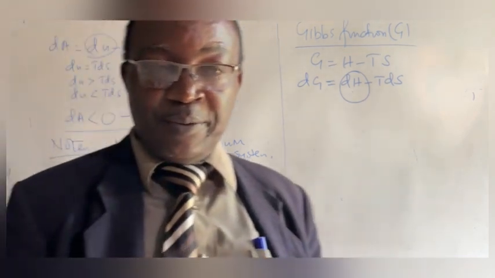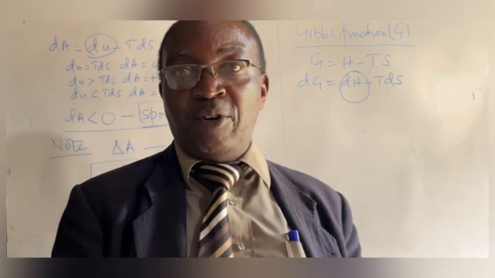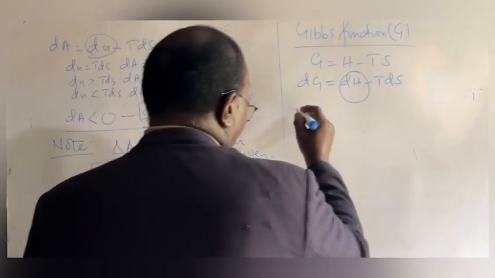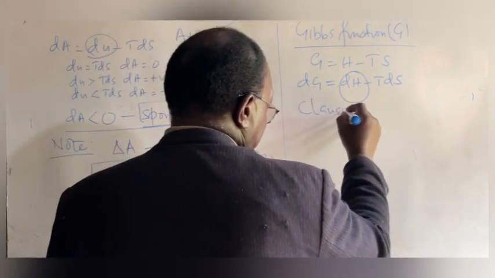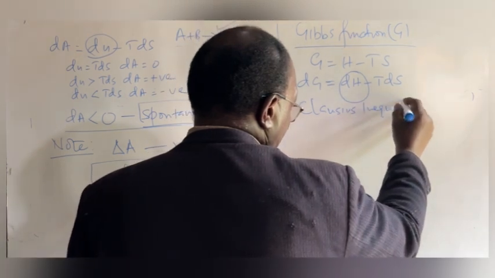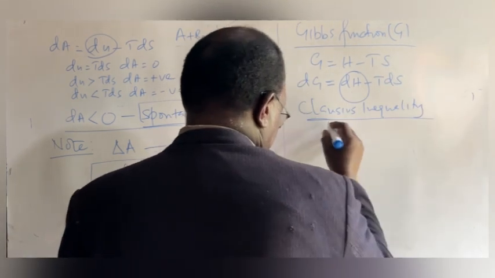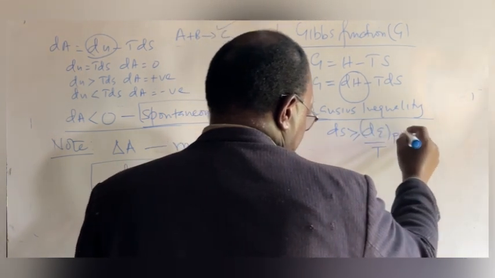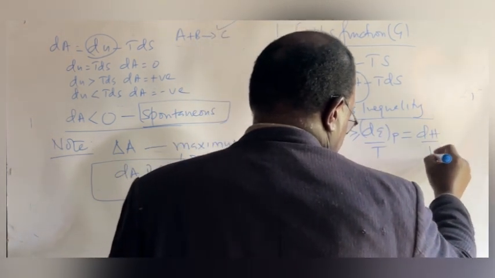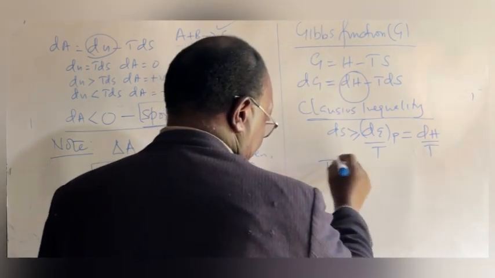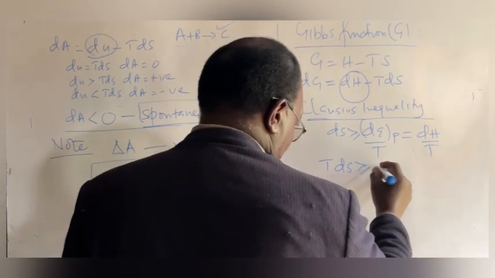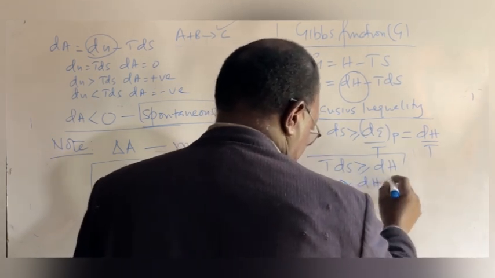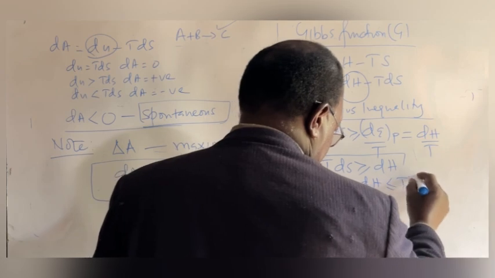Now, how do we bring in the relationship between dH and T dS? Exactly what we did with the internal energy. We know heat transfer at constant volume is dU. Heat transfer at constant pressure is dH. Therefore, going back to the Clausius inequality, we have that dS is greater or equal to dq over T. So under constant pressure, that is dH over T. Therefore, T dS is greater or equal to dH, or we say dH is less or equal to T dS.